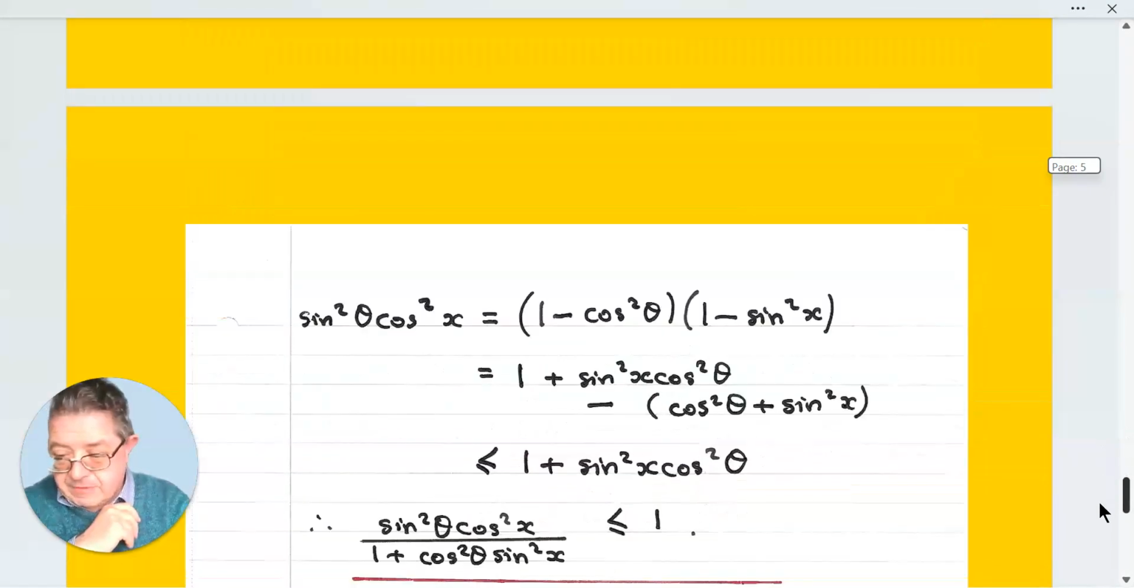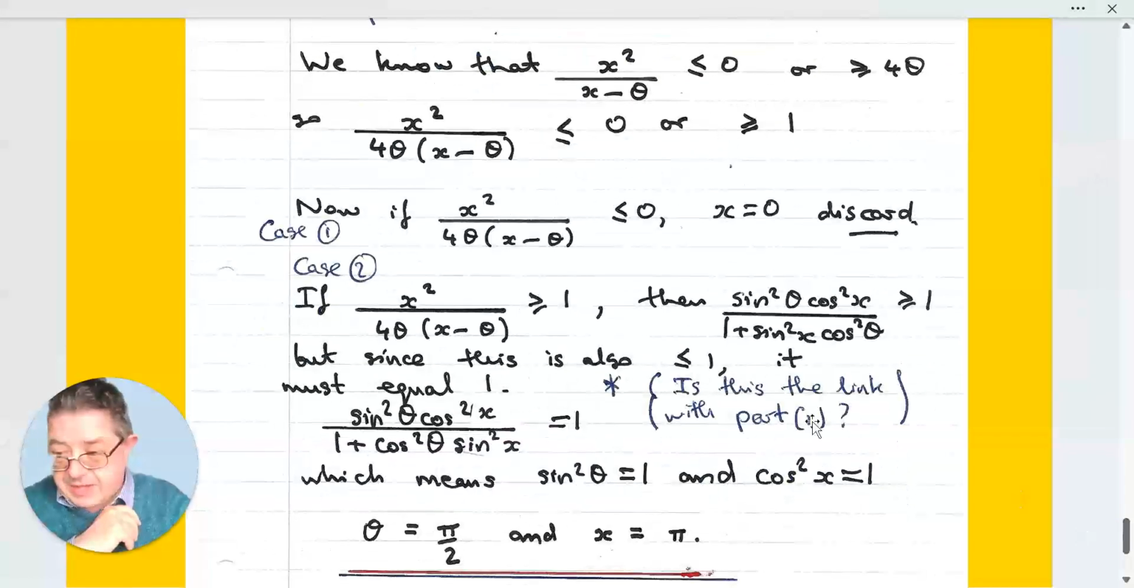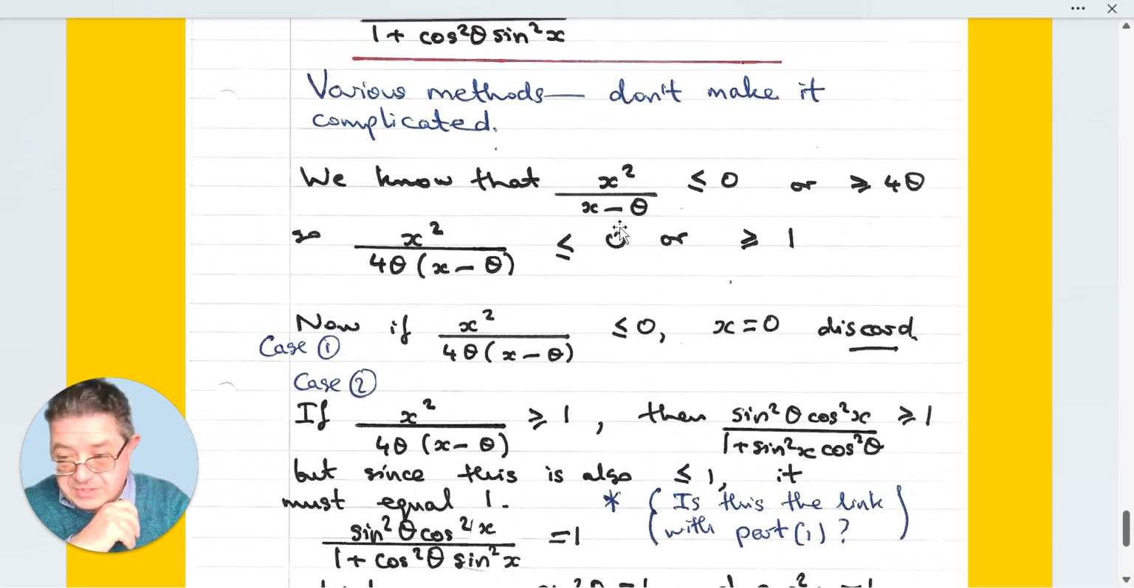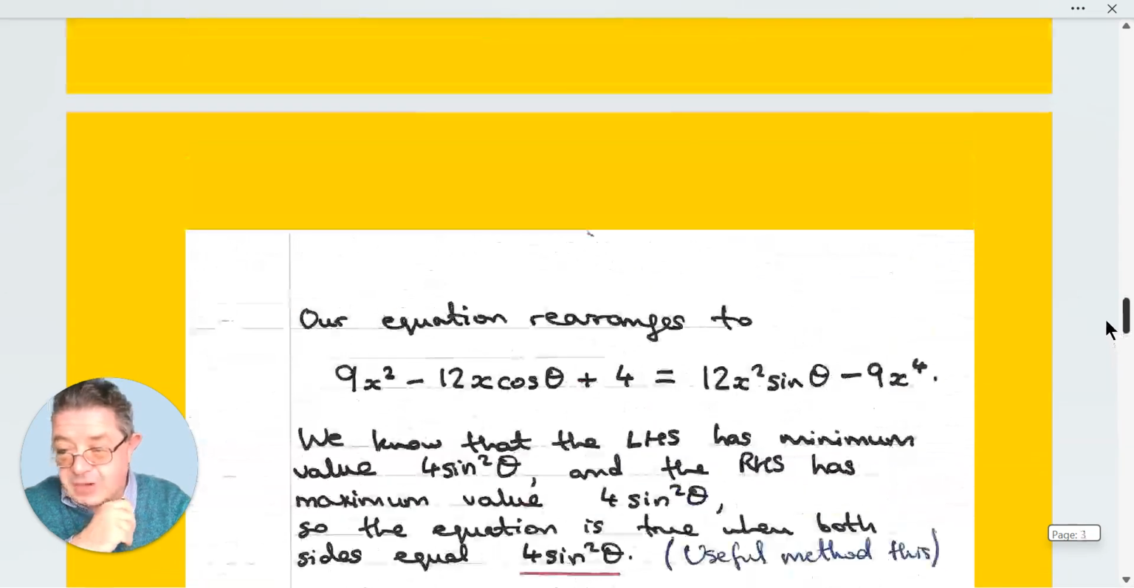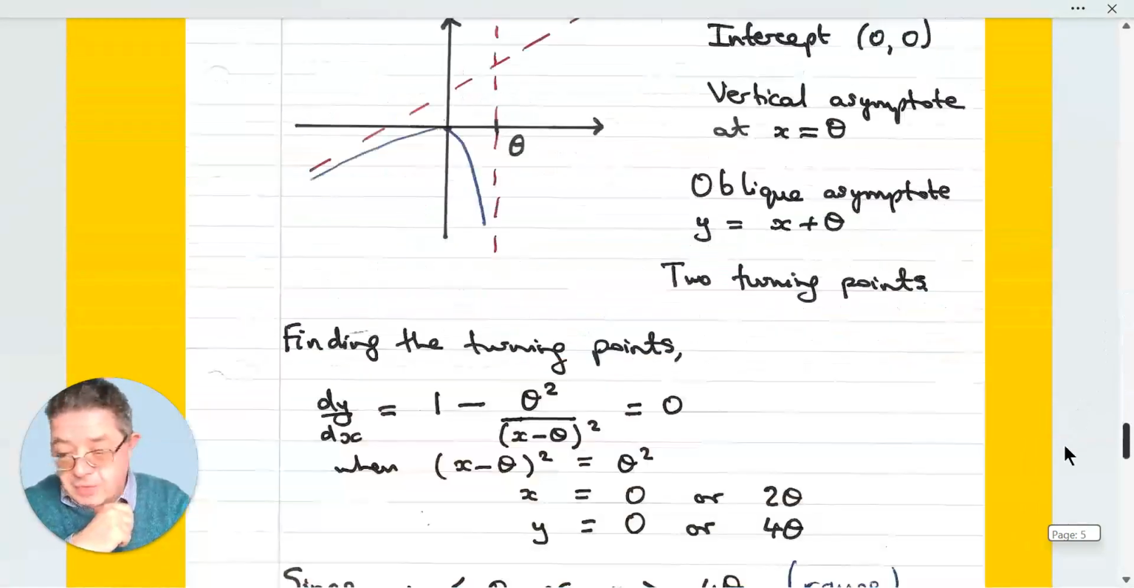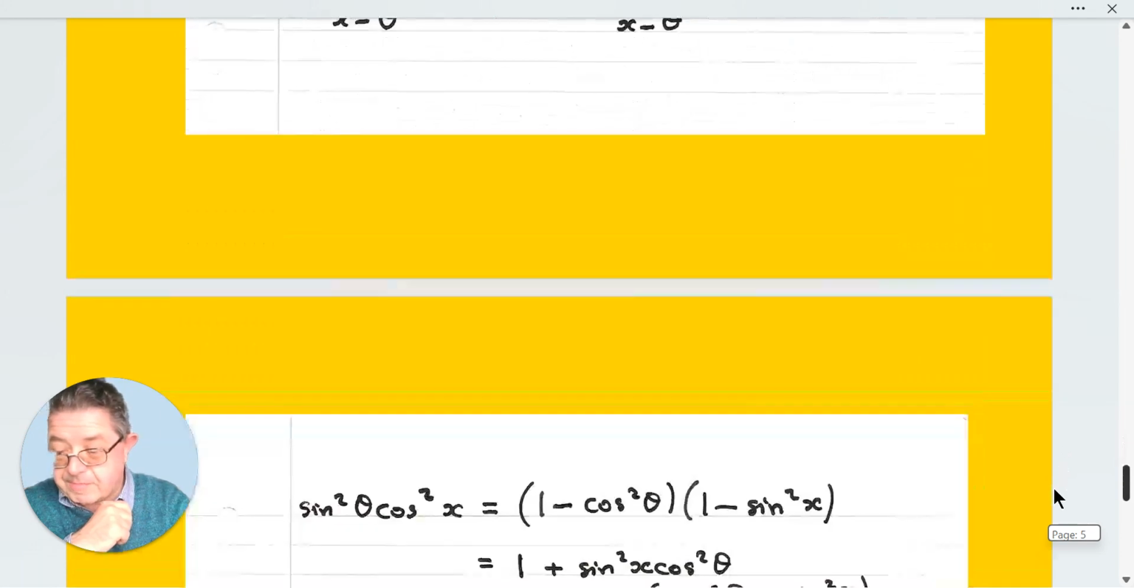So, writing that down, we have two cases. Case 1, the expression is less than or equal to 0. That gives x is 0, and we can discard that. x doesn't equal 0, or at least it only equals 0 when θ is 0, and we don't want that in this question.